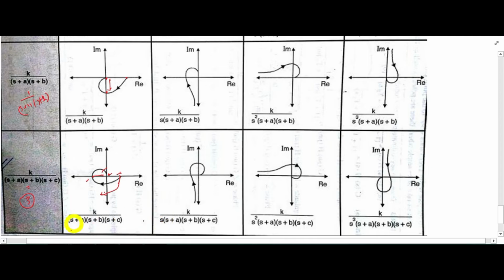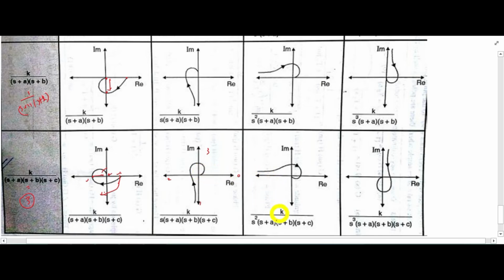This is the type 0, this is type 1, and so on: type 0, type 1, type 2, type 3. The polar plot starts from this point, looking like this. And what is the order of this system? The order of the system is 4. It goes here and terminates at this point. Clear? That is the order of the system.